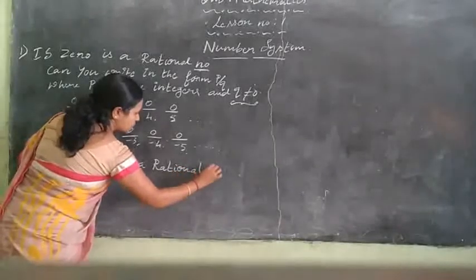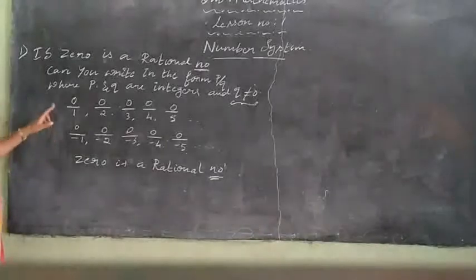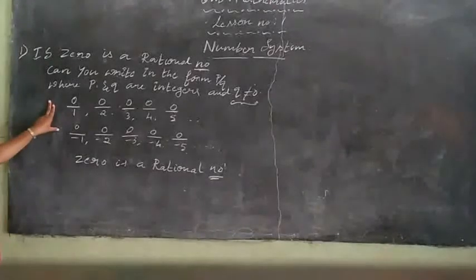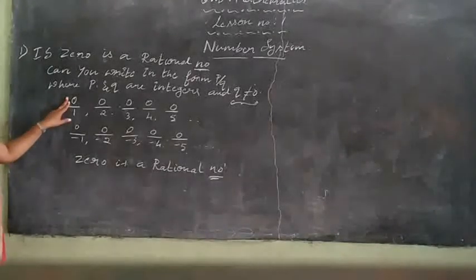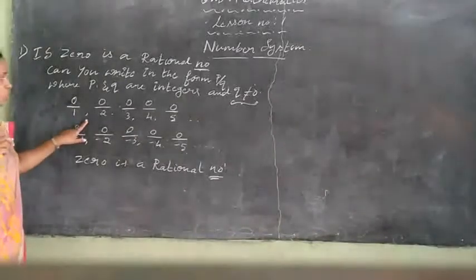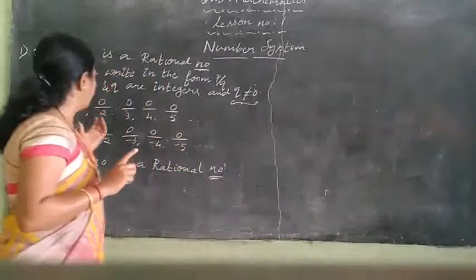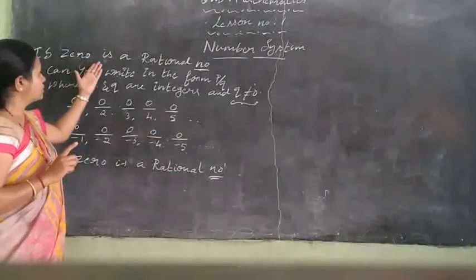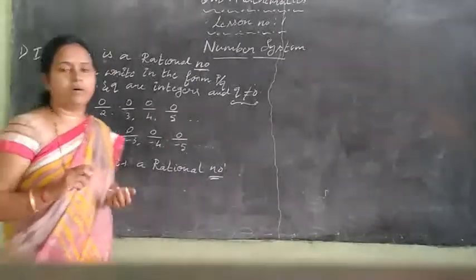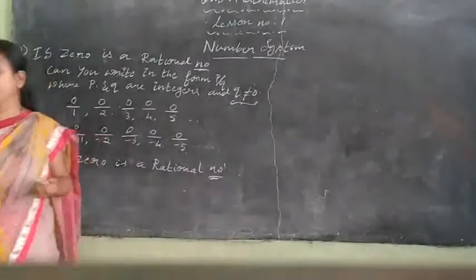Number. So 0 is a rational number. Got it, children? In rational numbers, the numerator can be 0, but the denominator should not be 0. So 0 can be written as 0 by 1. So we can consider that 0 is a rational number. I hope you understood. Shall we move on to the second one?